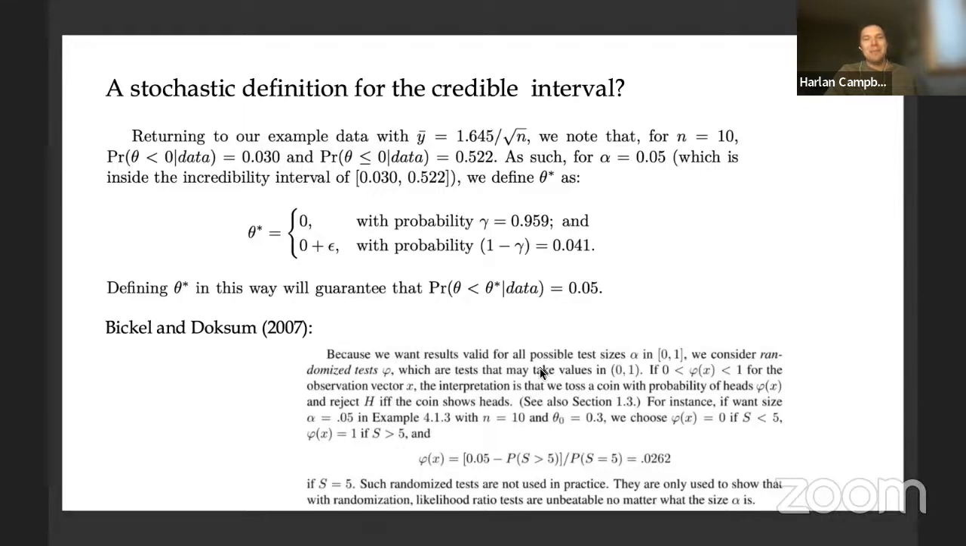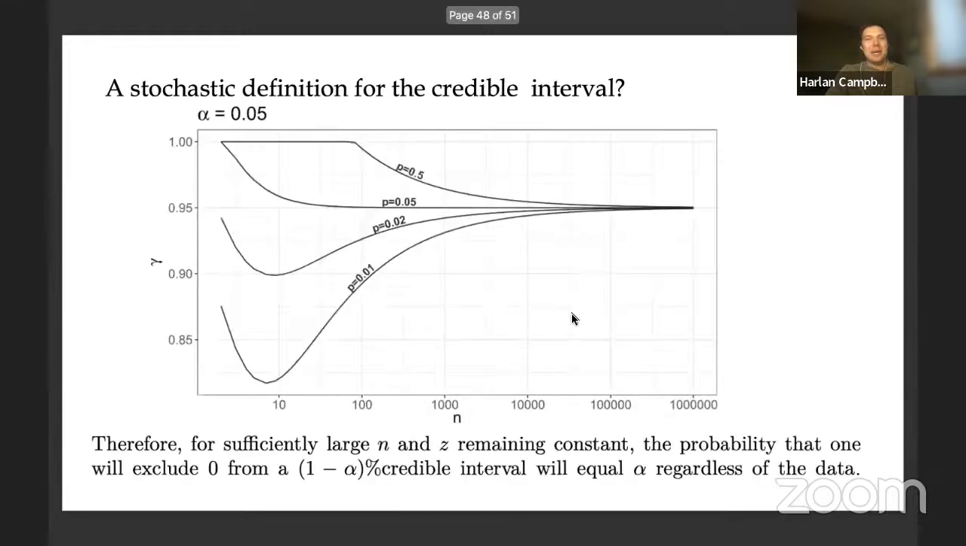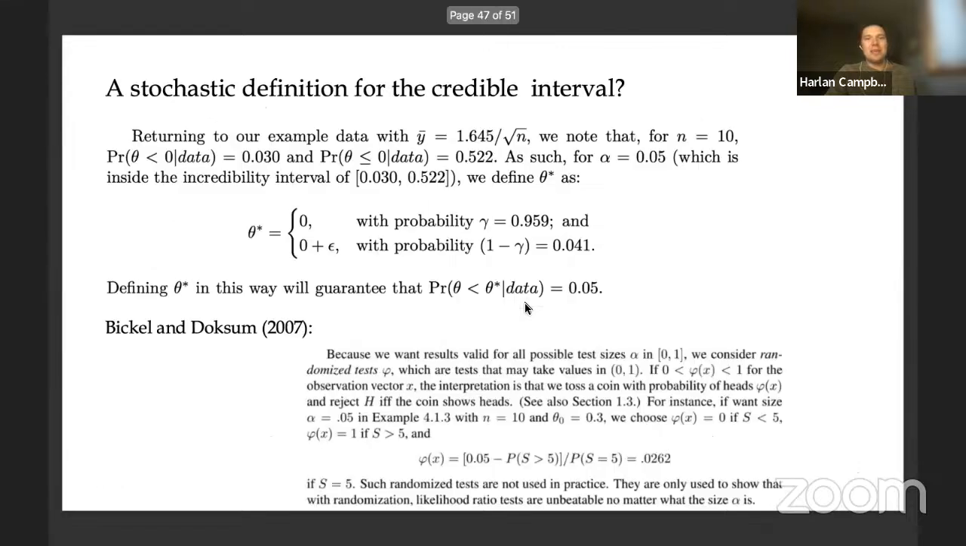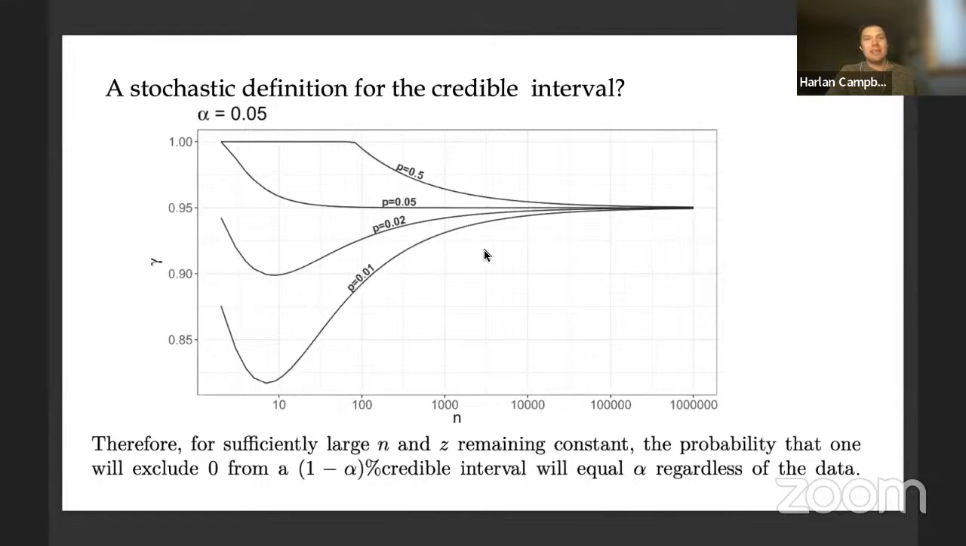It proposes the same idea. Of course, this is a purely theoretical curiosity. We're not actually suggesting that people employ the stochastic credible interval, but it's just something to think about. And when you think about the value of gamma, it's interesting that as you collect more and more data, the value of gamma approaches 1 minus alpha. That's because the posterior mass on the spike will increase until it's 100%. So the interval will eventually encompass the entire space from 0 to 1.